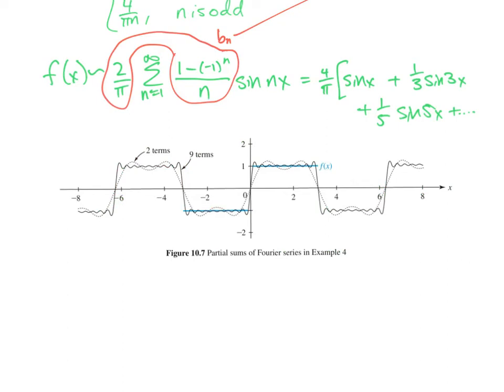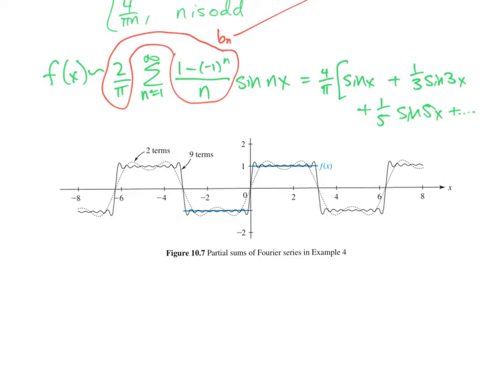So this is an extremely weird thing that we've just done. We've taken a function that just was -1 or 1, and we've turned it into a bunch of sine functions. So why do we do this? Well, this figure from the book shows what some of the partial sums of this Fourier series look like.